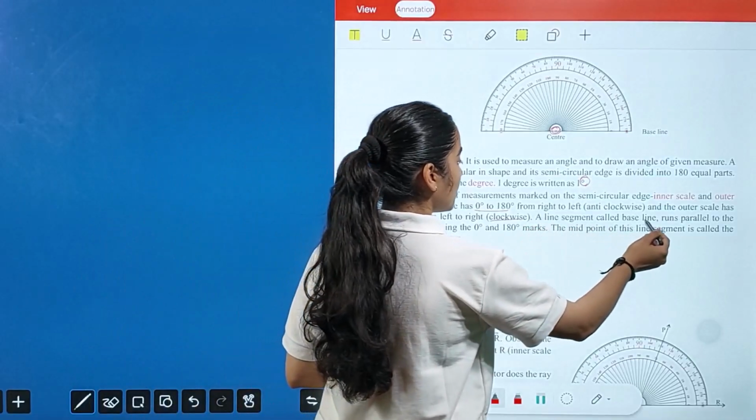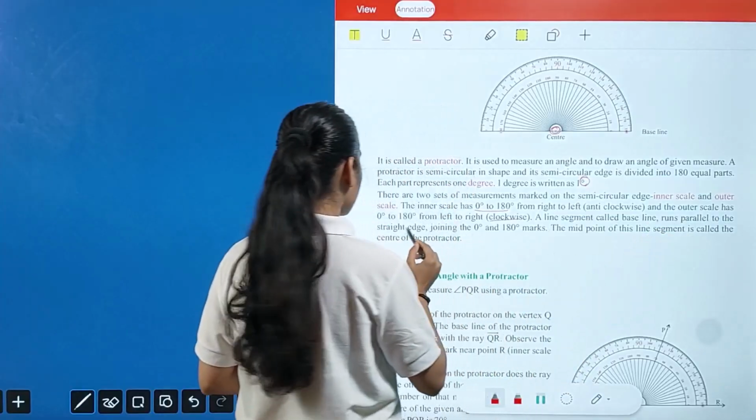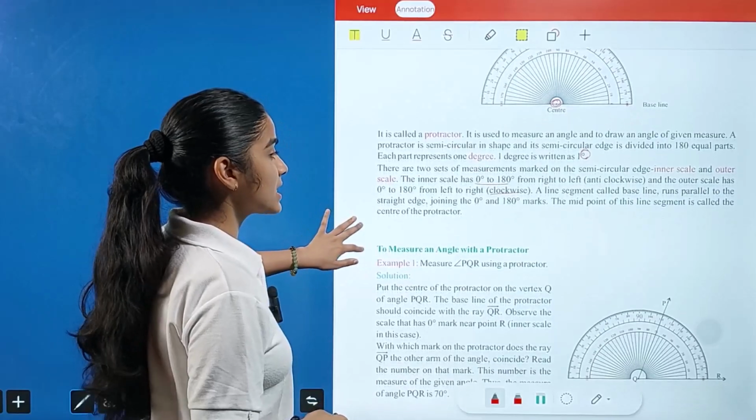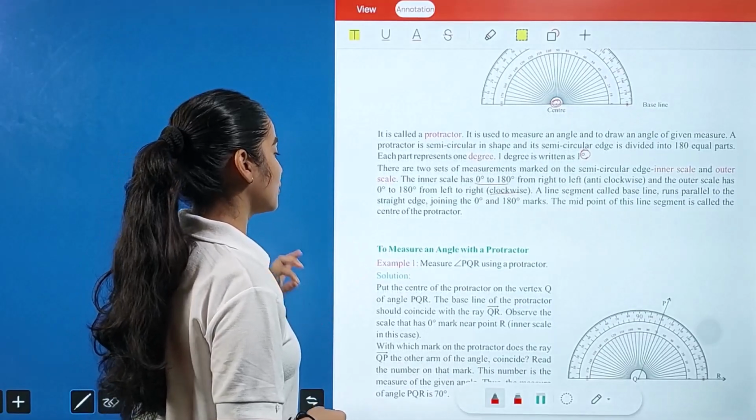A line segment called the baseline runs parallel to the straight edge, joining the 0 degree and 180 degree marks. The midpoint of this line segment is called the center of the protractor.